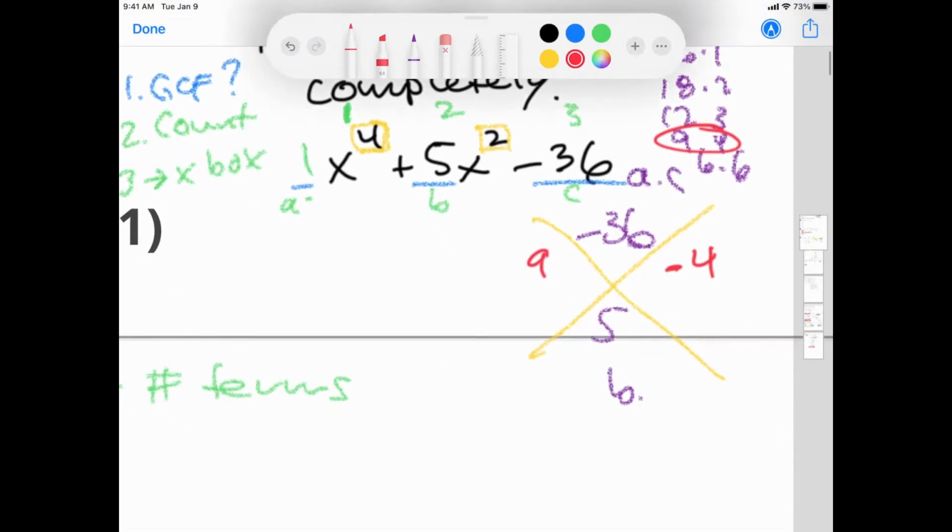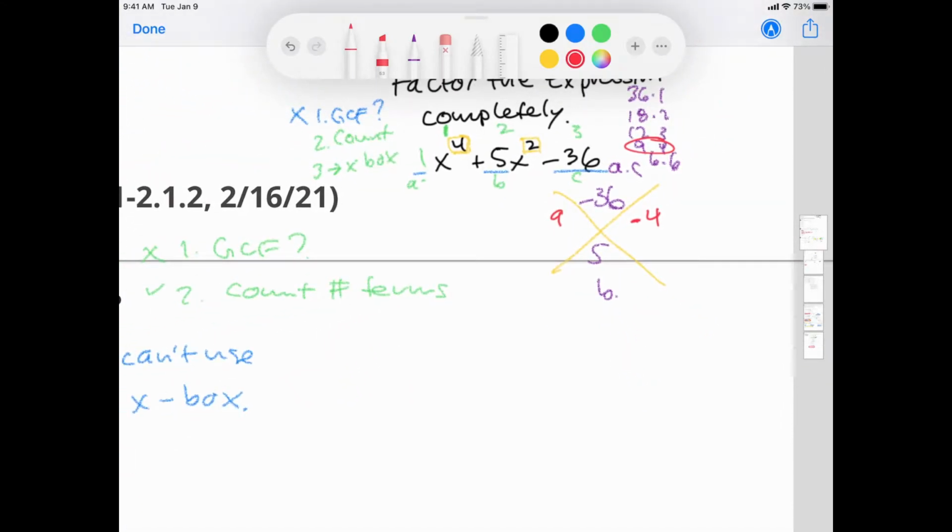Okay, now I'm going to use the box to kind of show you what is happening here. I'm going to put this whole term here, x to the 4th, always in the top left. The C value will always go in the bottom right. The numbers that we just got here are basically splitting the middle term. So this is an x squared, so I'm going to have to write x squared here.